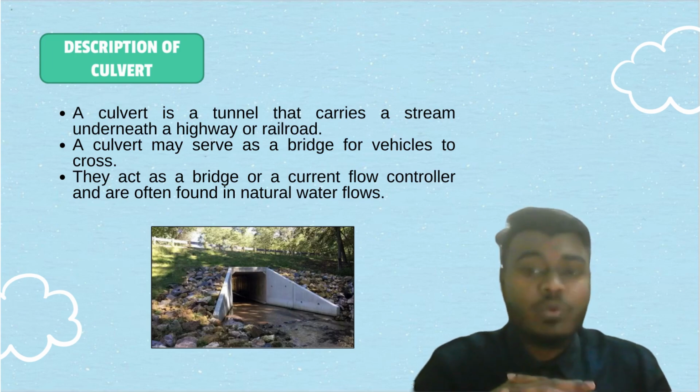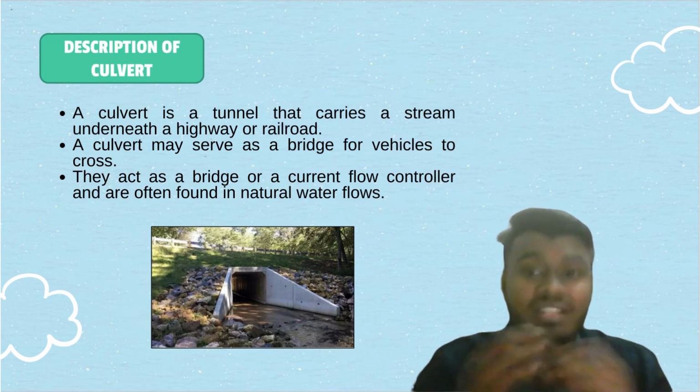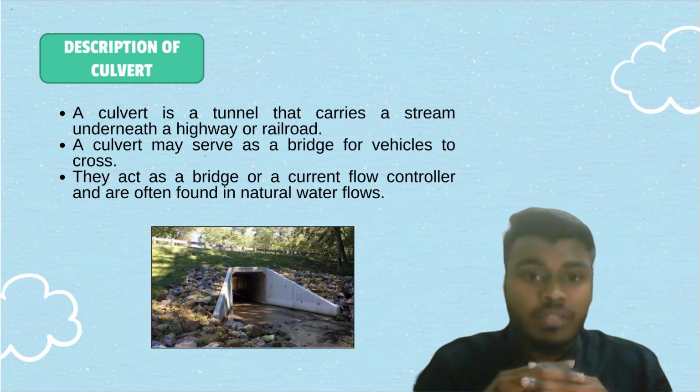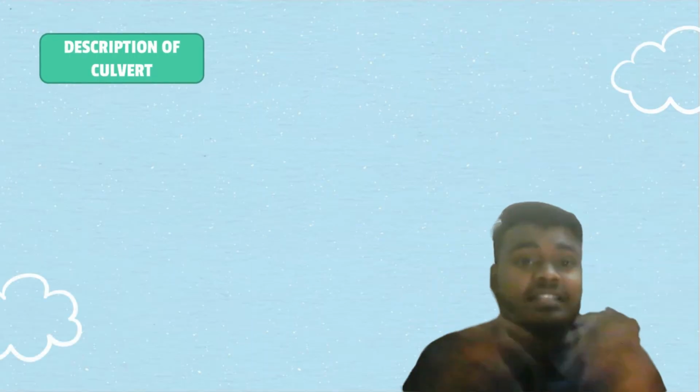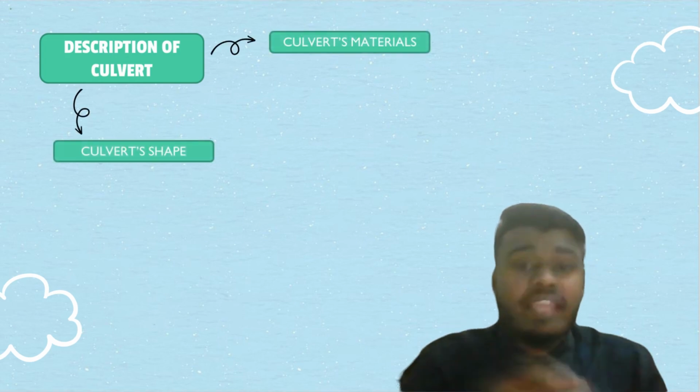When they are formed beneath roads, they are frequently empty. A culvert may also be a bridge-like structure designed to allow vehicle or pedestrian traffic to cross over the waterway while allowing adequate passage for the water. Now let's see the culverts' shapes and materials.